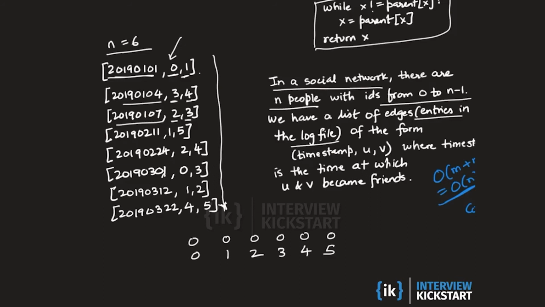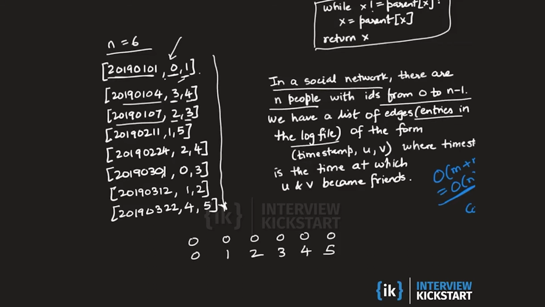Now in this particular example, it turns out that the timestamp values are sorted, but in the problem itself they needn't be sorted. But even if they are not sorted, we can always sort these log file entries so that we are looking at what's happening across time. What's happening across time is that new friendship relationships are forming between pairs of people. Now these relationships can naturally be shown in the form of a graph.